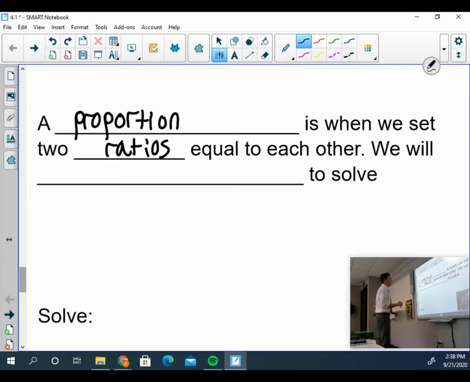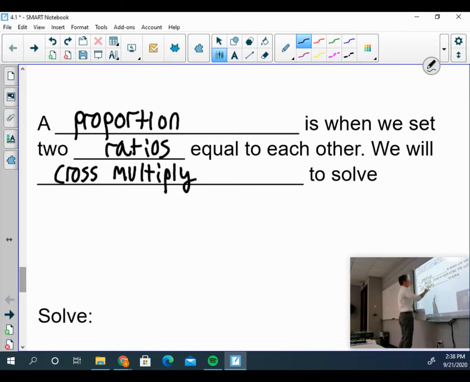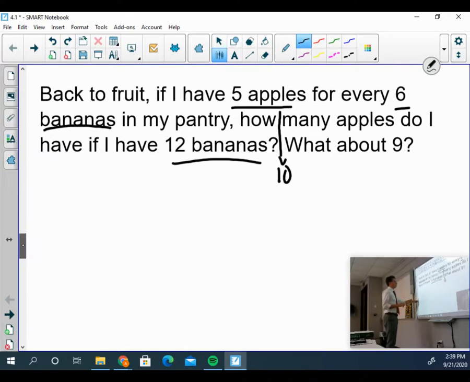We will then cross multiply to solve. We set 2 ratios equal to each other and we cross multiply to solve. So what's this look like?